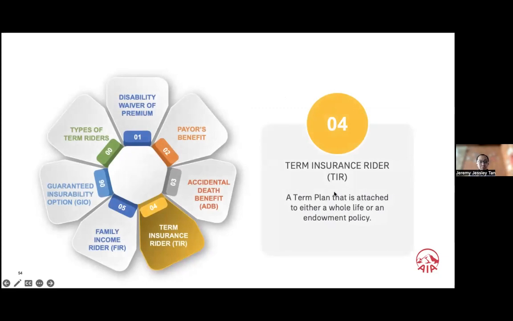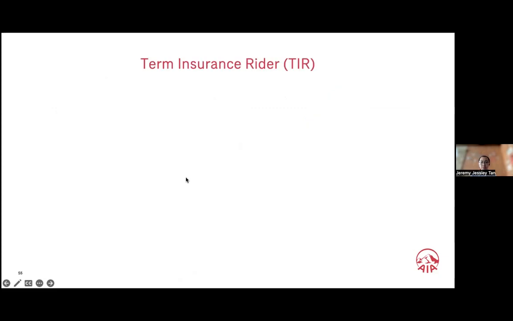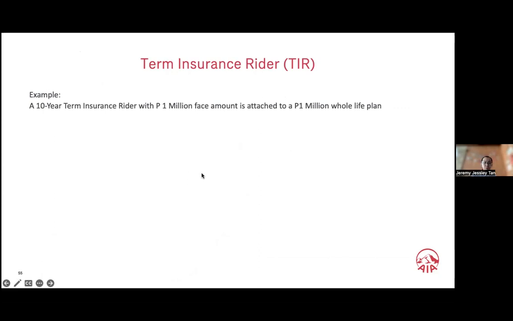Alright, sige, tingnan natin. Number 4, term insurance rider. Ano ba yung term insurance? Ano ba yung feature niya na meron? A term plan that is attached to either a whole life or an endowment policy. Okay, term insurance rider, ito pala yung may illustration. Example, a 10-year term insurance rider with 1 million face amount is attached to a 1 million whole life plan.